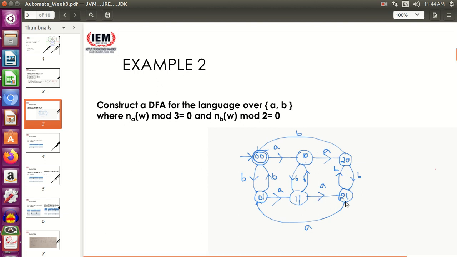After you have constructed it, you can now check whether it is satisfying the condition or not. If you check, it will be satisfying all such cases where the number of A's is divisible by 3 and the number of B's is divisible by 2.